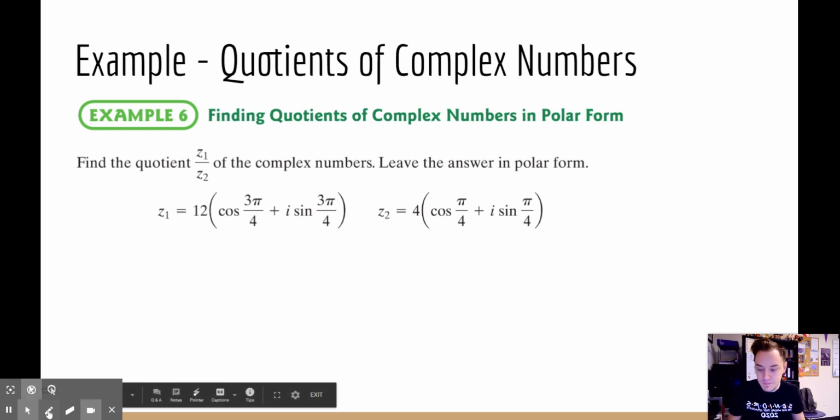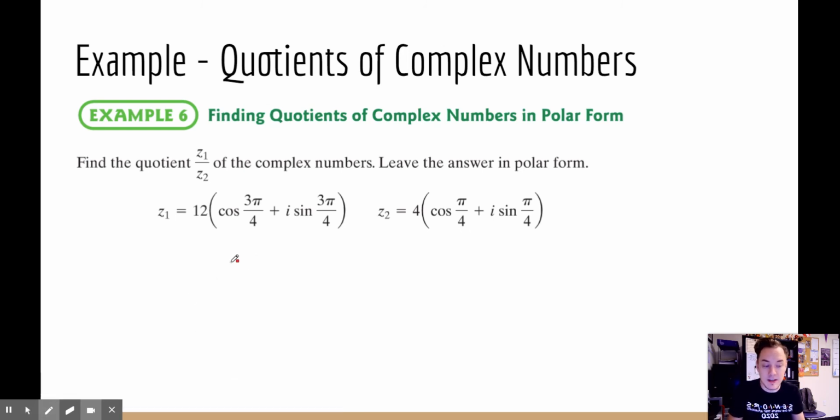All right. This is my example. I'm not going to write down the formula though, because I feel like we should be able to. If you wrote down the formula, then you should be fine. So I'm going to divide my r's. So I'm going to take 12 all over 4.